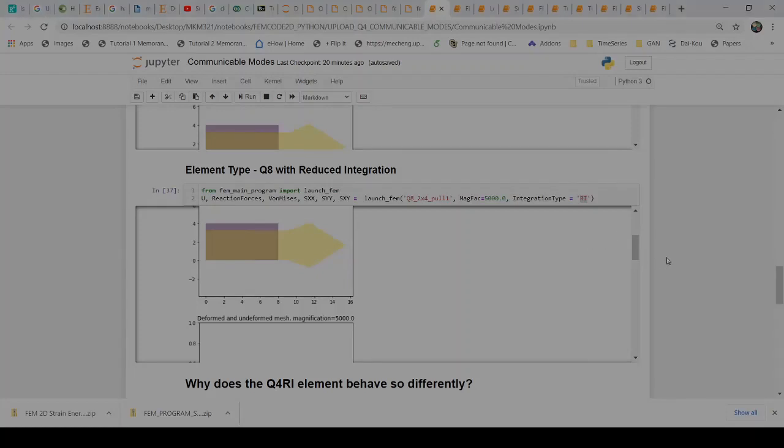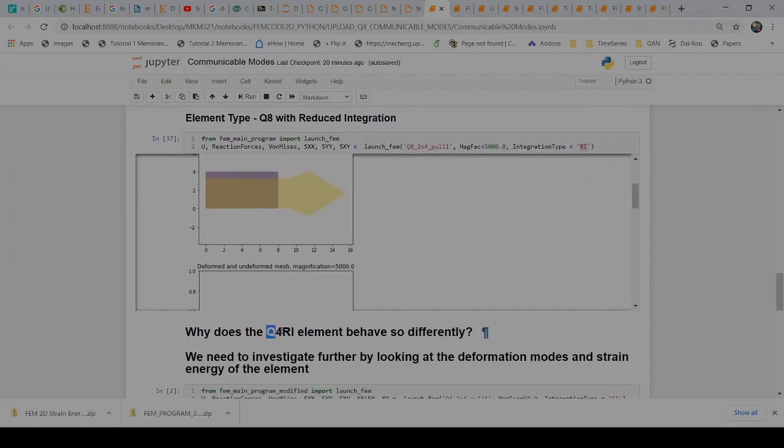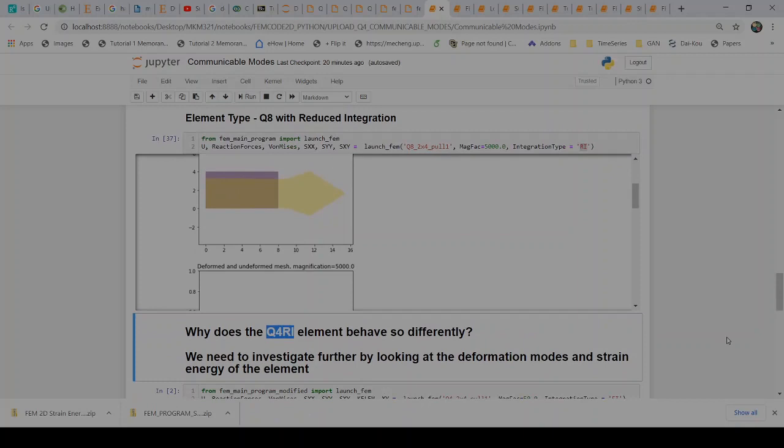So now that we've seen very different behavior between the Q4 and Q8 elements for full and reduced integration, we need to ask ourselves: why does the Q4 reduced integration element behave so much differently? In order to answer that, we really have to look a little bit deeper and investigate more closely what's going on.